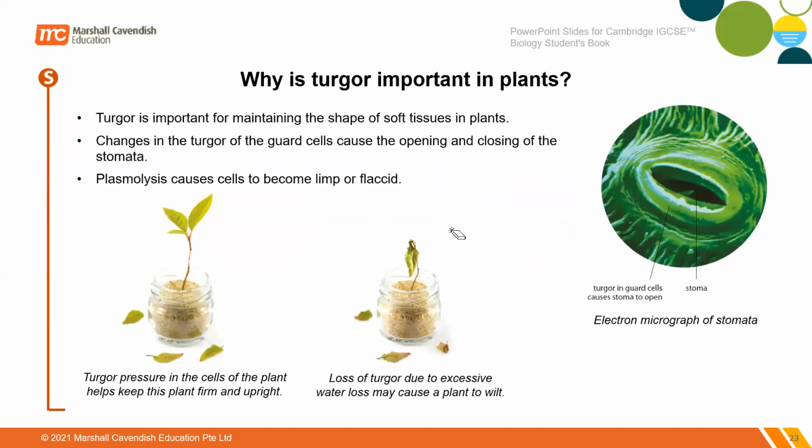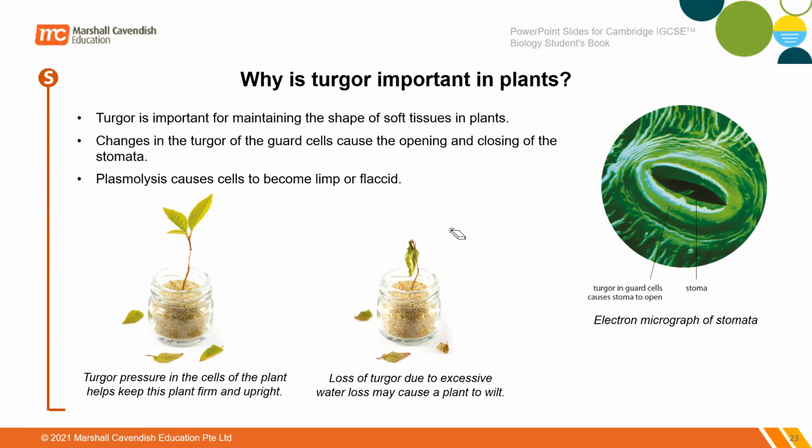It is very important to talk about turgor pressure in plants, and how it is important. Look, when we are talking about the stomata and the guard cells, turgor in guard cells causes stomata to open. So when we have more water inside the guard cell, this means that the stomata will be open and gas diffuses faster, water diffuses faster, and so on.